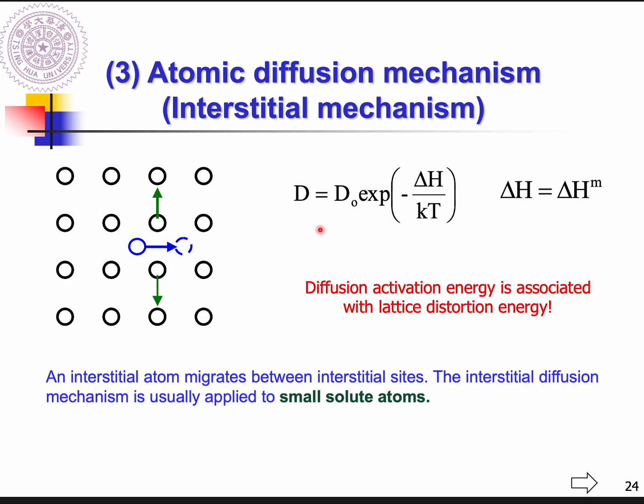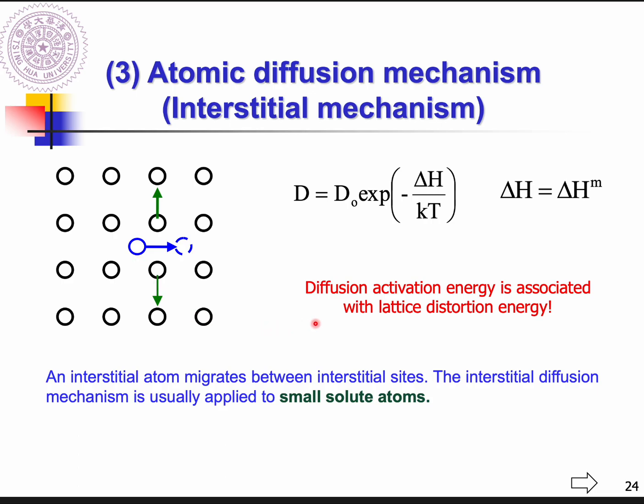Right? So we can express the diffusivity of this smaller solute atom like this. The first term, D0, is the temperature independent term, and the second term is the temperature dependent term. Inside this exponential term, the delta H only includes the migration energy of these interstitials.